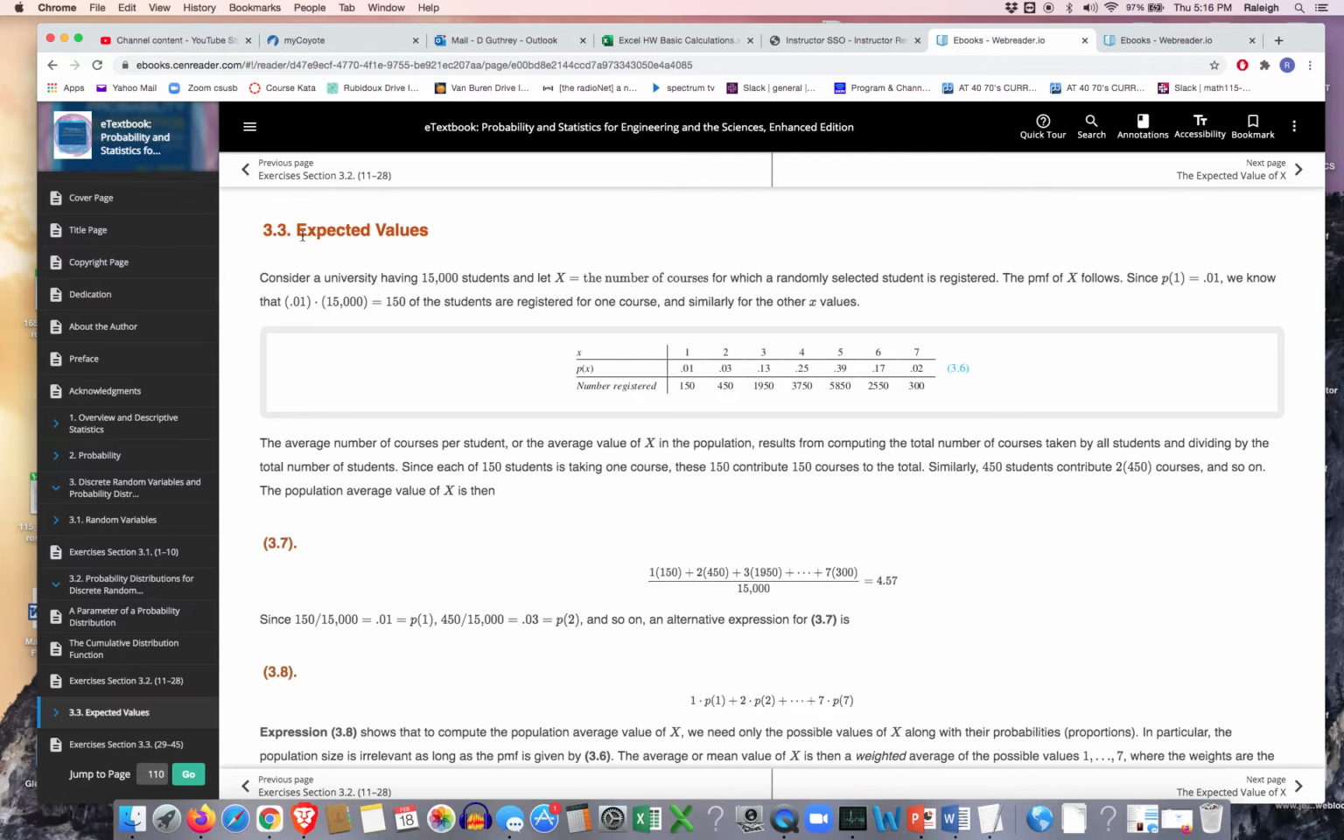Consider a university. This is expected values, which is kind of like a mean. It basically is a mean. X is the number of courses for which a randomly selected student is registered.